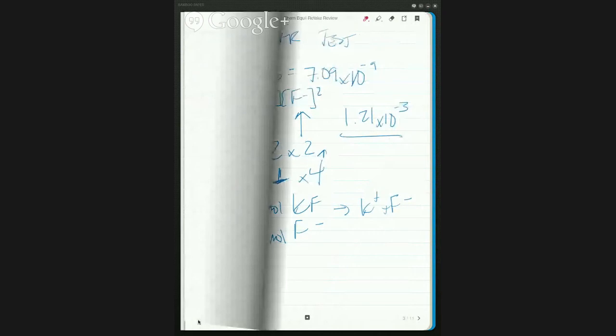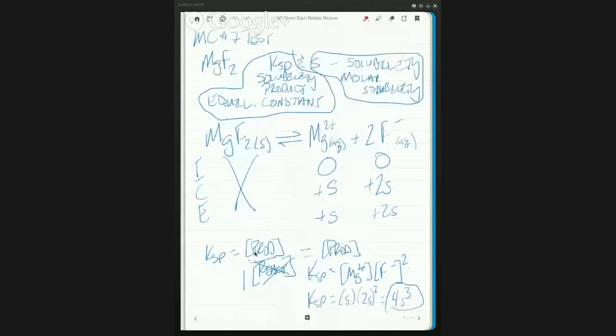Let's see if we have another ICE table. Do I have any more ICE tables? Did I do it? Oh, here I did. Okay, there's a 1 in front of the Mg, so it's a 1s. There's a 2 here, so it's 2s.